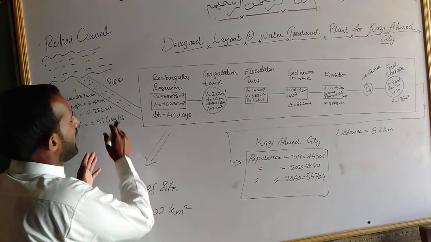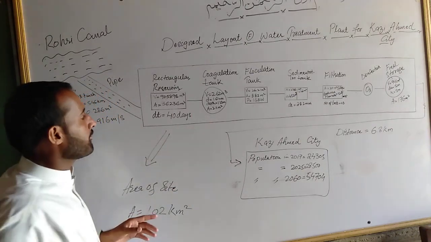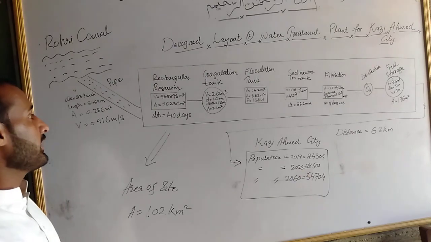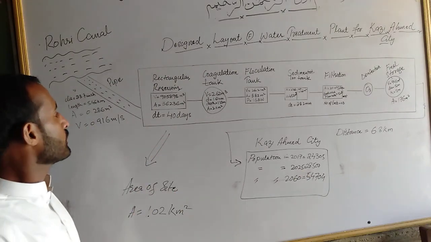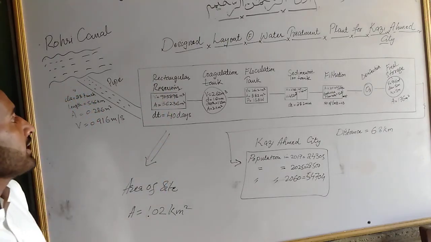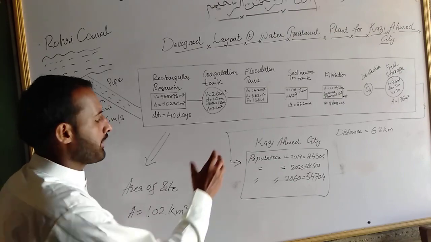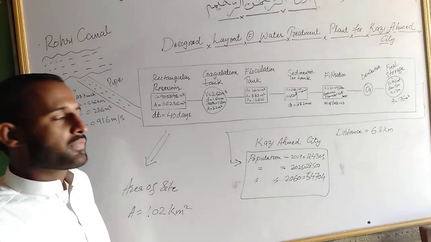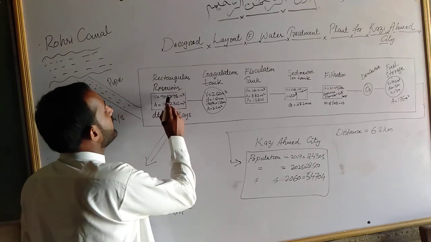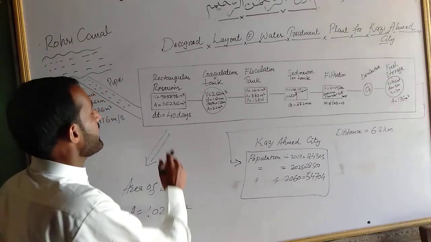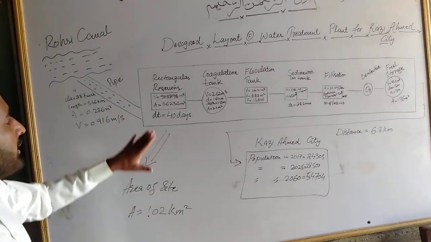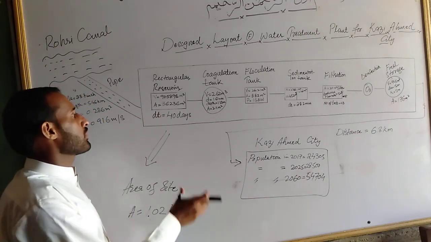When the water through this pipe reaches our plant site, the very first step is to construct one reservoir where we can store the water for our treatment units. Because we have sufficient area, it is a rectangular reservoir. The volume of that reservoir is 98 meter cube, and its area is 36,236 meters square.